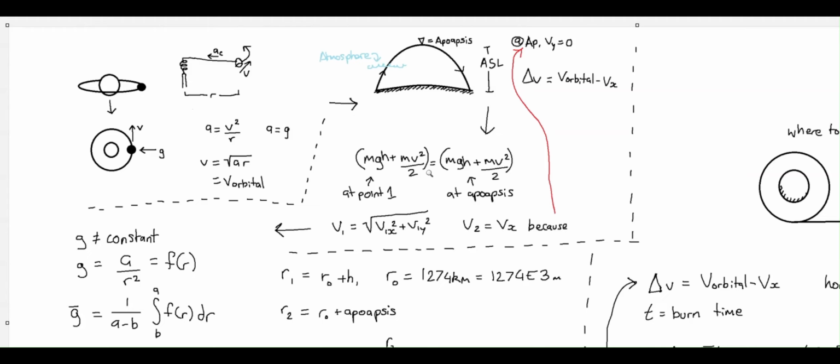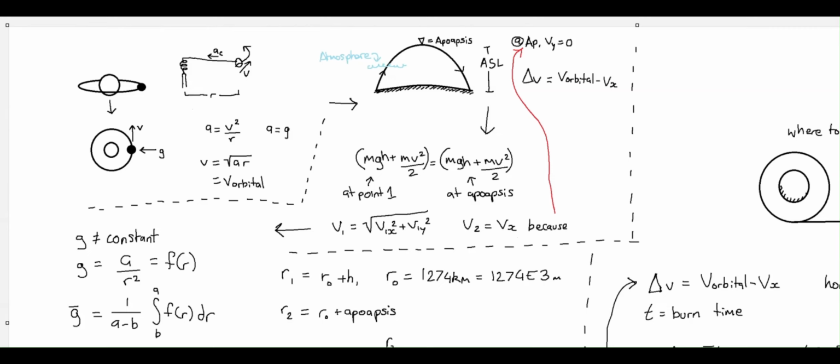This velocity 1 is the combination of velocities, vertical and lateral. That's the sum of kinetic energy we have at this point. But at the apoapsis, we can just use the lateral velocity, because at the peak of a trajectory there is no vertical velocity. So we know that Vy equals 0, and at this point we can find Vx. We need to know the relation. There we are: V2 equals Vx.